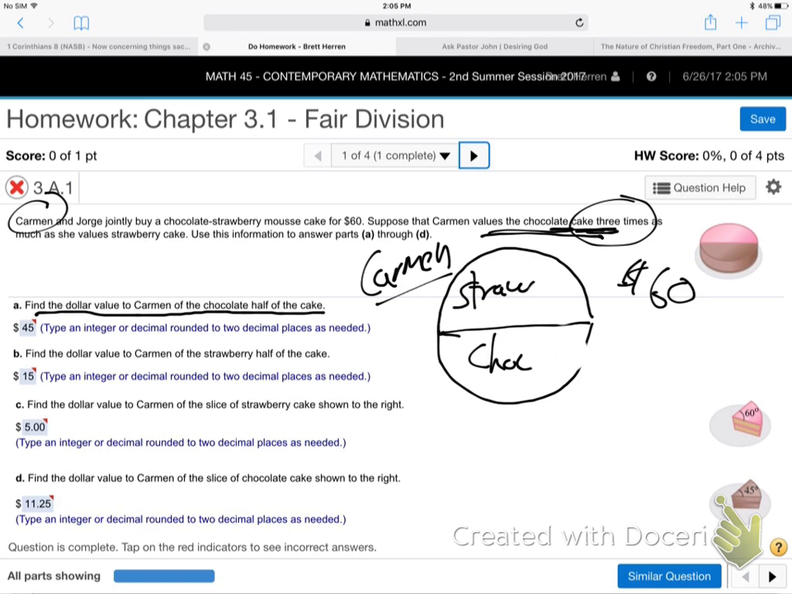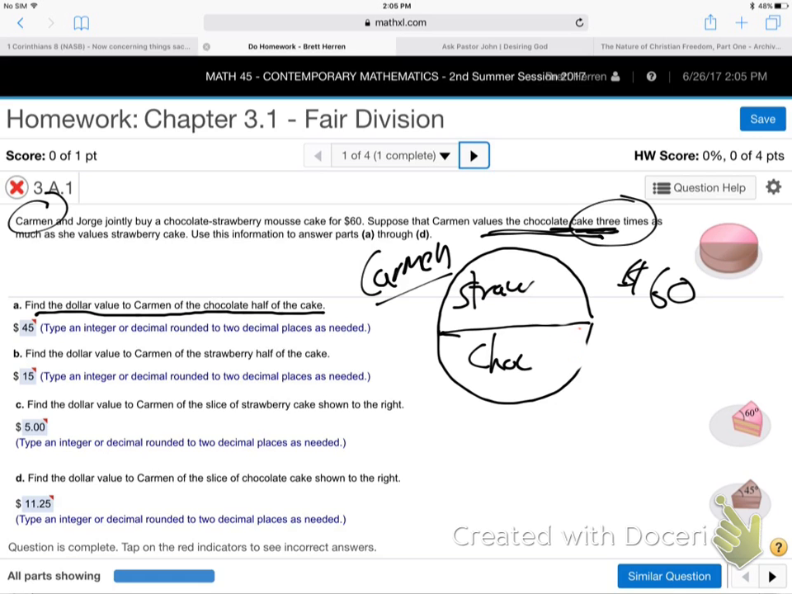Well, did somebody else have another answer? 45-15. Oh, 45 for chocolate, 15 for strawberry? That looks good. That's it, huh? Because that's 3 times, and that totals 60. That's how Carmen feels. Now I'll help you find that out. If you don't have to just guess, I'll give you a method. That is the right answer.